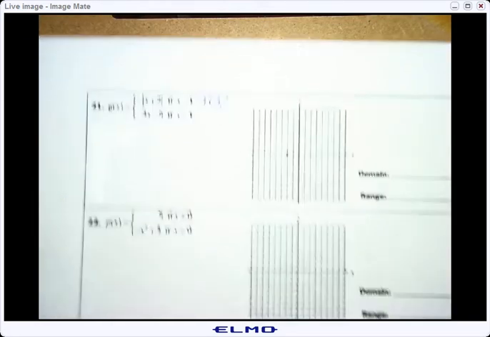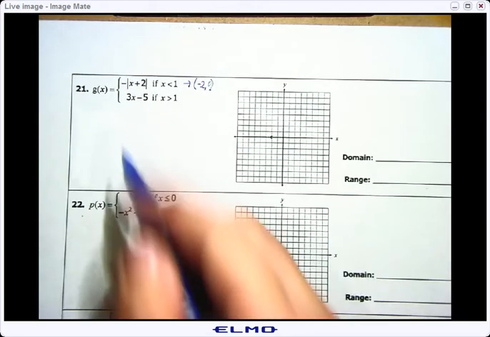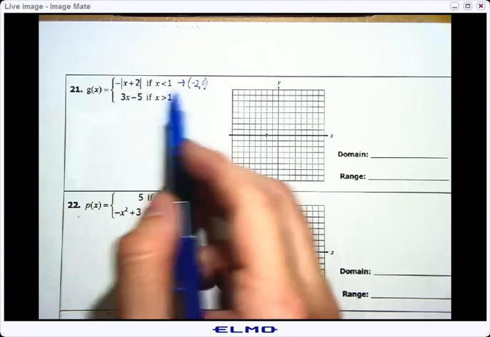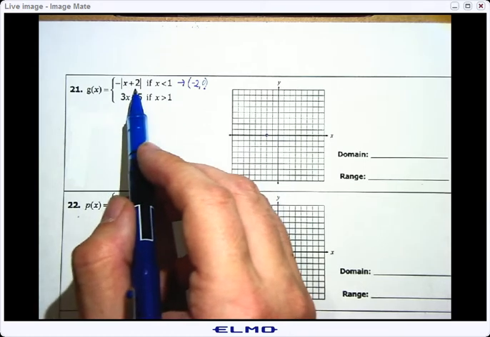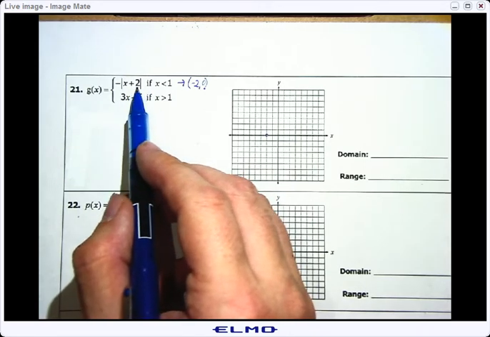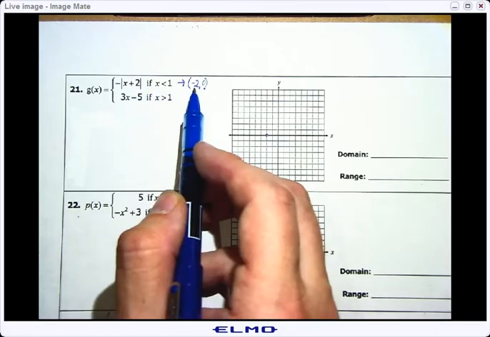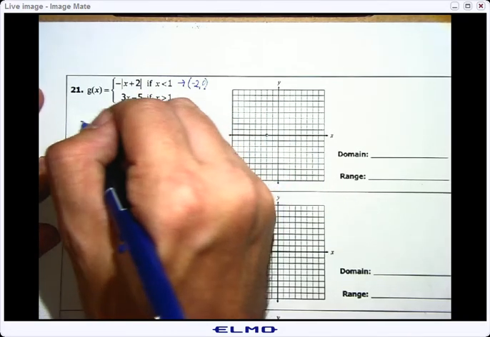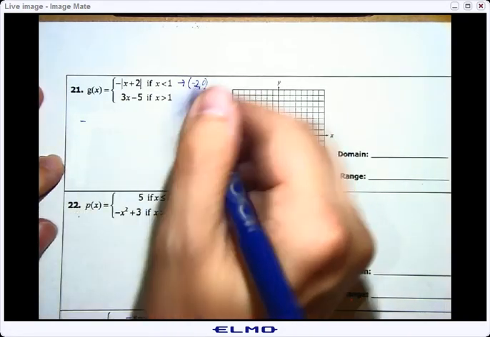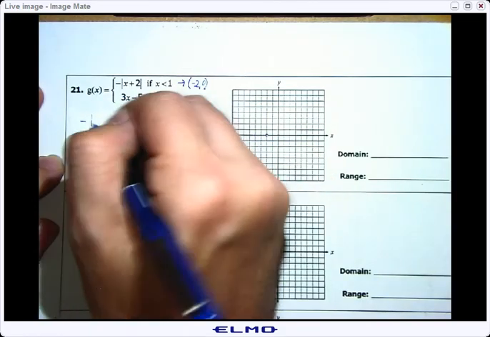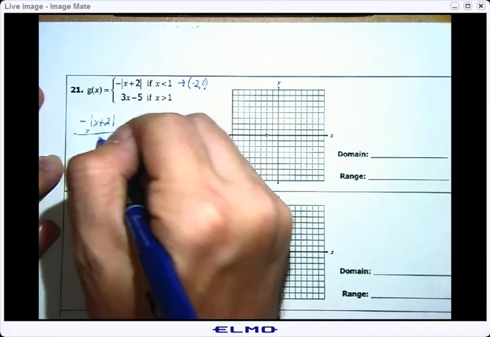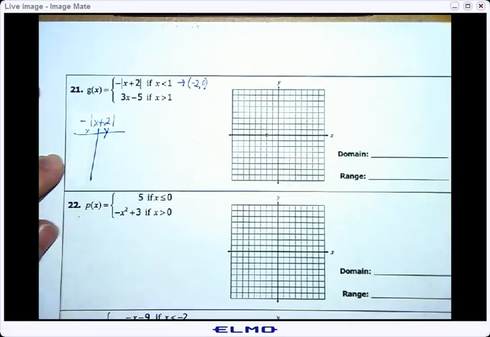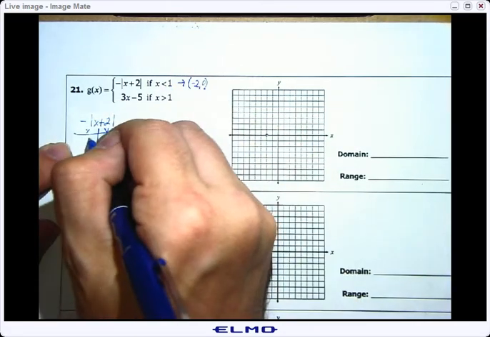All right, 21. With this absolute value, I'm going to take note of where the vertex is. Since this is an absolute value function, you look at the h and the k. So this has a vertex at -2, 0. So that when I make my table, I'm going to make sure I account for the vertex. So I still want to know what happens at 1.